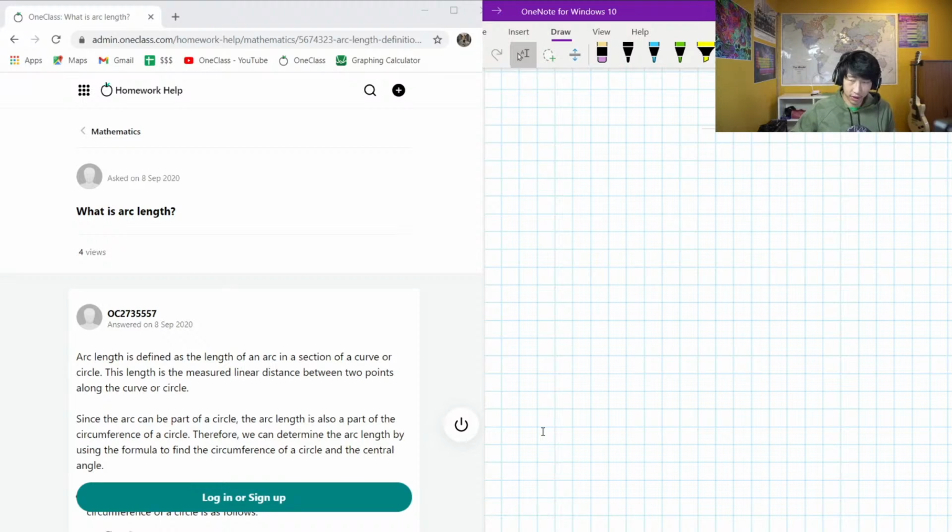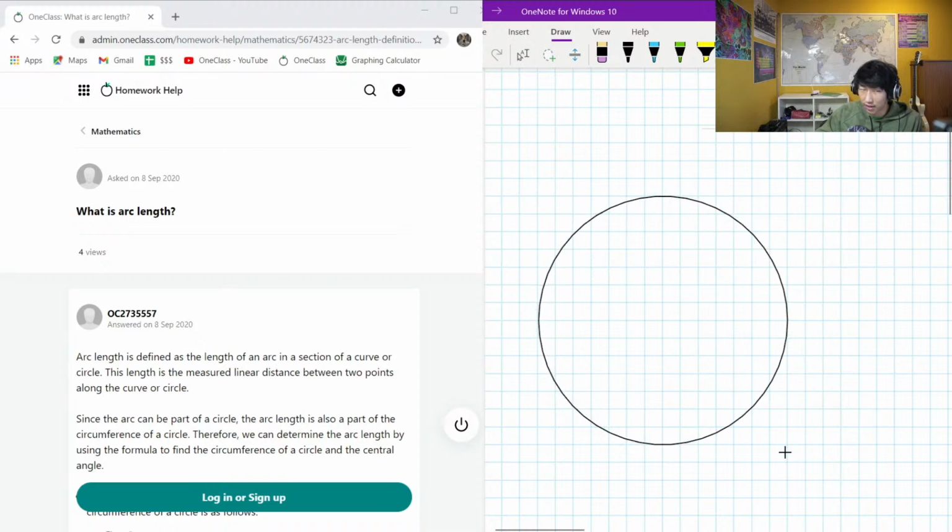Okay, so the next question that we have on the menu today is asking us, what in the world is an arc length? Arc lengths are typically associated with circular things or curved lines. So let's see if I can get a circle here. Circle.